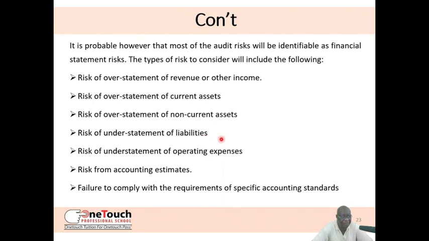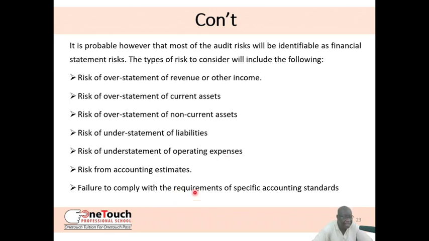Risk of understatement of liabilities. You have understated liabilities. Where the liabilities were 50 and you have made it 40. It means your financial statement will be what? Misstated. Risk of understatement of operating expenses. You have incurred operating expenses and you cut it. It will affect your financial statement. Risk from accounting estimates. Yes, in making accounting estimates, there is a risk. Instead of 20%, probably provision, you made a provision of what? 30%, 40%. It will affect the financial statement.